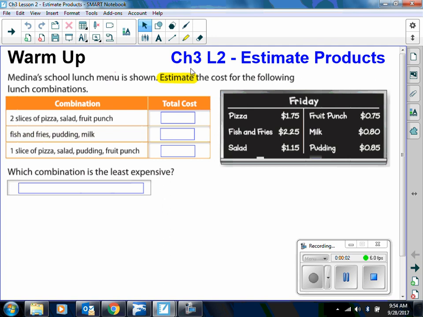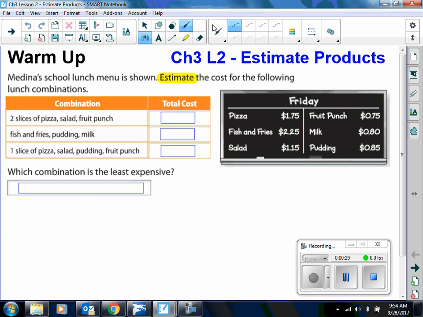All right, so today's lesson is Chapter 3, Lesson 2, and we are estimating products. And remember, product is the answer to a multiplication problem. Very good. So here it says Medina's school lunch in the warm-up. Medina's school lunch menu is shown. We want to estimate the cost for the following lunch combinations. So here we would have 2 slices of pizza, salad, and fruit punch.